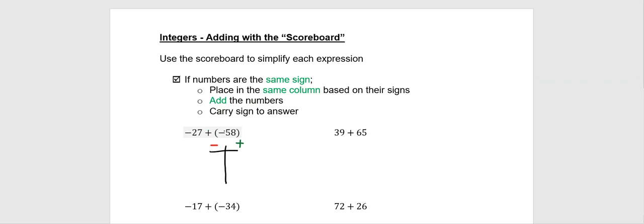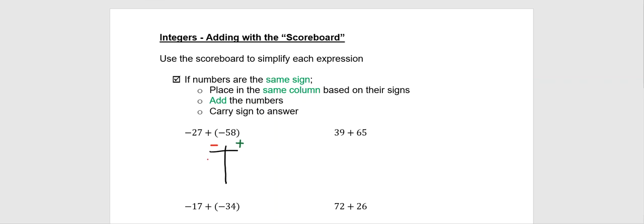Now, this is really important. The scoreboard is only going to be used when we are adding numbers, and it doesn't matter what the signs of those numbers are. So every one of these problems I am adding, so the scoreboard is of use to me. So in this case, we've set the scoreboard up, a simple little two-column scoreboard, negative numbers left side, positive numbers right side. And now, if the signs are the same, we simply put those numbers in their respective columns.